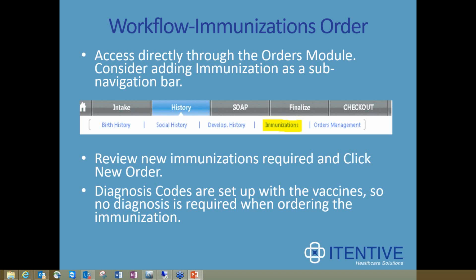Under the workflow of immunizations, you can go ahead and access immunizations directly through your Orders module. Many clients have decided to go ahead and just create a sub-navigation bar, which makes it really quick and easy to get to your immunizations. You can review new immunizations required and just click New Order. The diagnosis codes are set up with the vaccine, so no diagnosis is required when ordering the immunizations. These are all linked from the back when we created the orders.